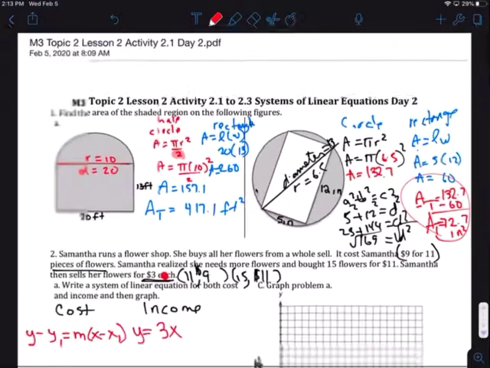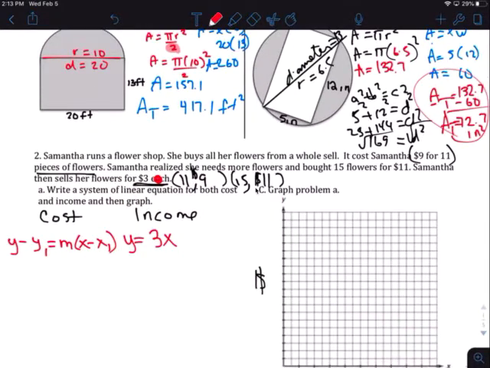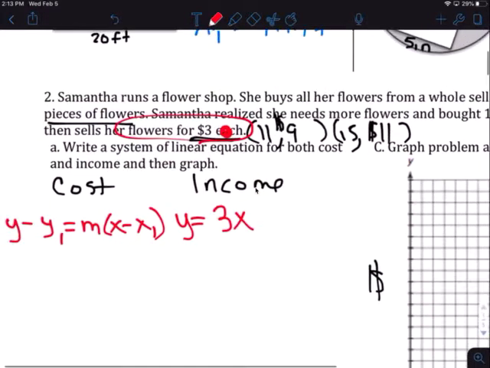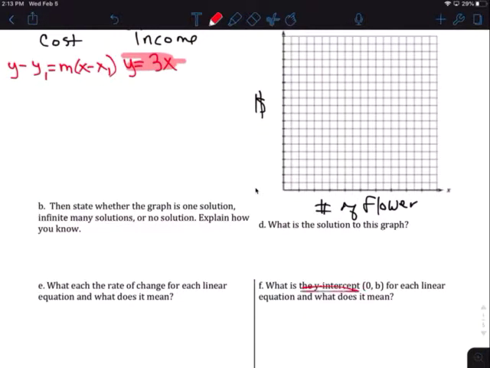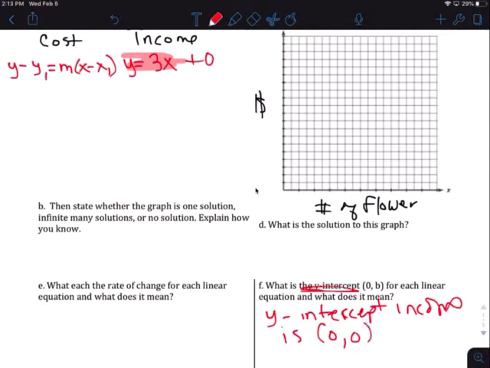This one here, we got income because she's making flowers, selling them for $3 each. So that's your income line. You can graph that. I like to answer 7 first. The y-intercept for income is 0, because that's 0, 0, or just 0 right there.